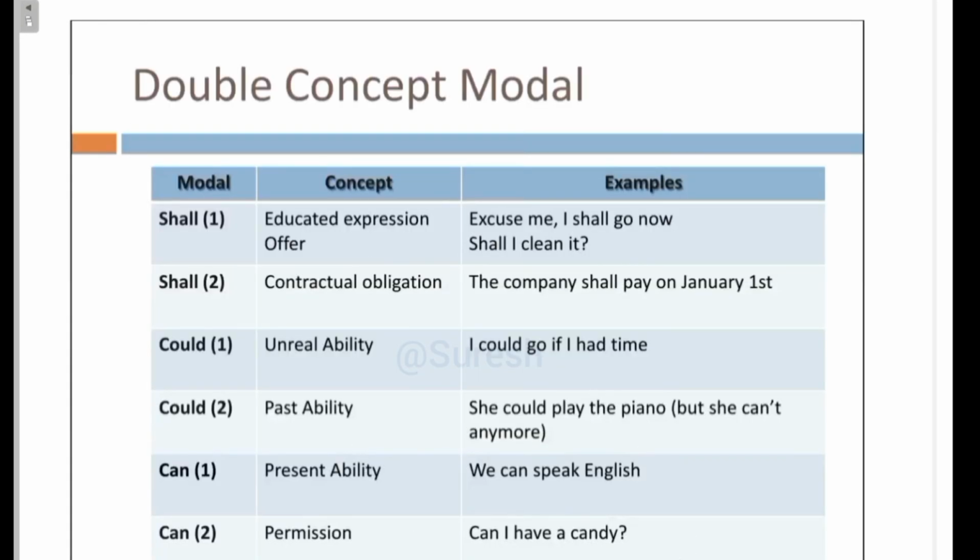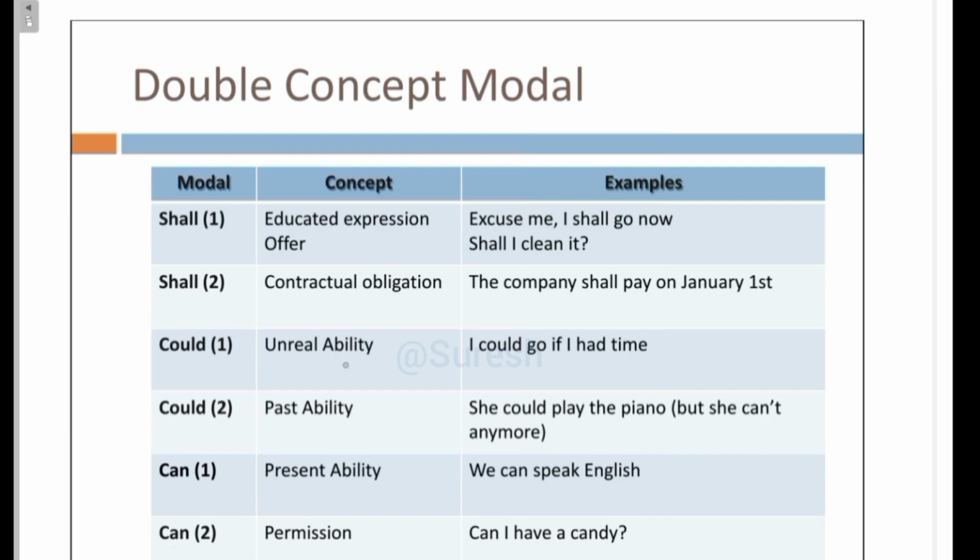Now shall, used in two concepts. Could, used in two concepts again. Can is also a double concept modal. So you have to learn them by making a list: what are the single concept modals, what are the double concepts, and how double concepts are used, right? Shall, could, can.